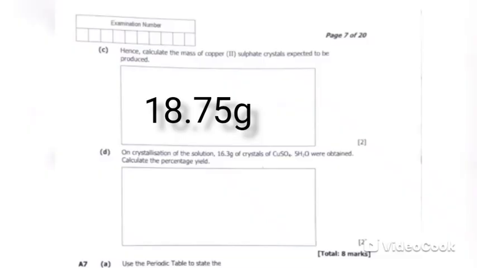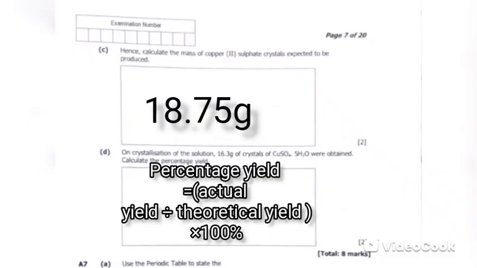Okay, now for the last and final question, which is part D. It says on crystallization of the solution, 16.3 grams of crystals of copper sulphate were obtained. So now they're telling us to calculate the percentage yield. Okay, the percentage yield is actually found by dividing the actual yield, which is the one specified in the question, by the theoretical yield, which is the one that we found in our previous question, and then multiplying it by 100%.